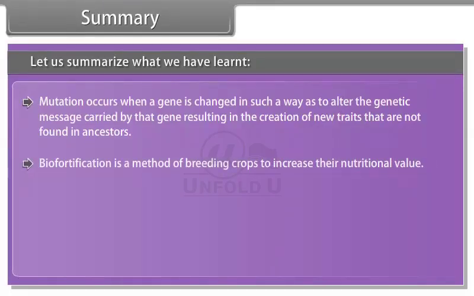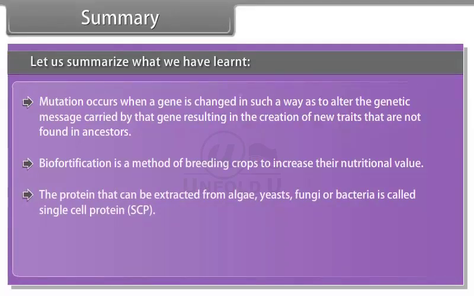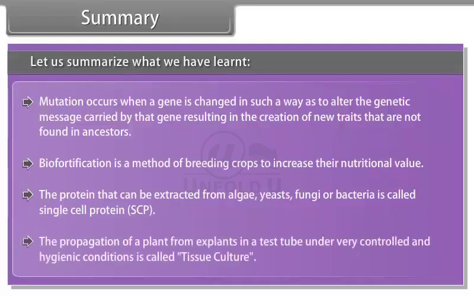Biofortification is a method of breeding crops to increase their nutritional value. The protein that can be extracted from algae, yeasts, fungi or bacteria is called single-cell protein (SCP). The propagation of a plant from explants in a test tube under very controlled and hygienic conditions is called tissue culture.